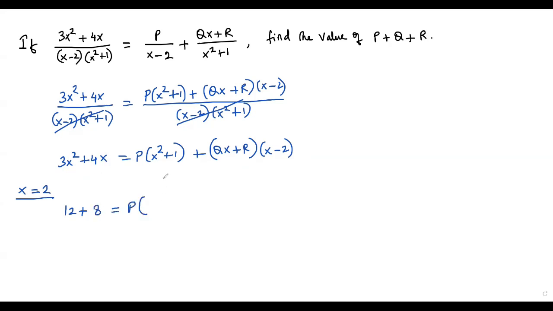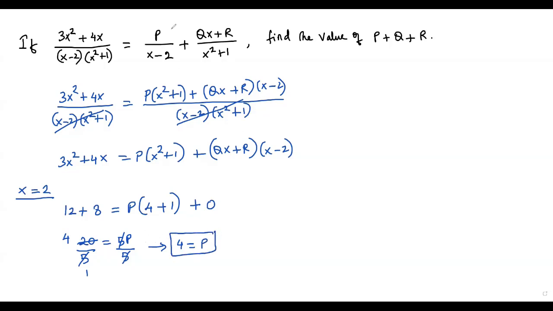This equals p times, when I plug in x equals 2, 2 squared is 4, 4 + 1. So when I plug in x equals 2, this part will become 0, and 0 times (qx + r), whatever value, when multiplied by 0, will become 0. So then 12 + 8 will become 20. On the right side, 4 + 1 will become 5, and 5 times p is 5p. Then I divide both sides by 5. When I divide both sides by 5, 5 goes into 20 four times, and 5 goes into 5 one time. So I'm getting 4 equals p. That is, I got the value of p. The value of p is 4.